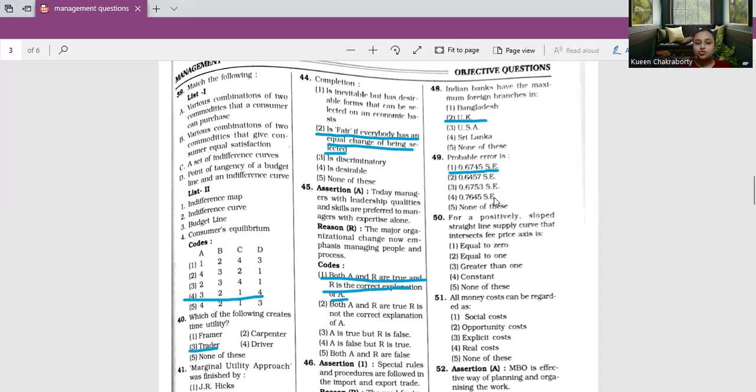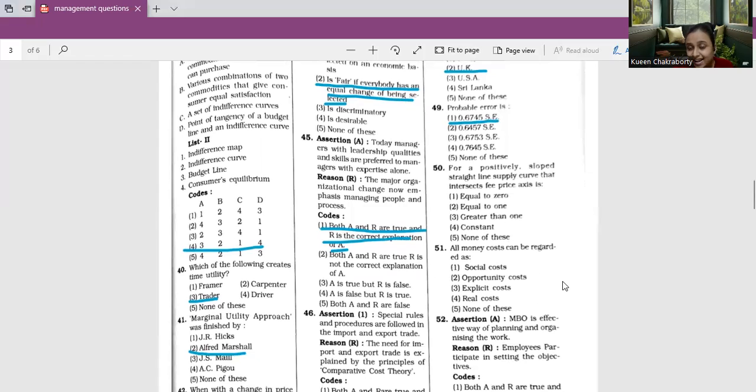Next, moving on to question number 50. For a positively sloped straight line supply curve that intersects the price axis, e is equal to 0, equal to 1, greater than 1, constant, or none of this. Now let's read out the question again. For a positively sloped straight line supply curve, if we all can imagine the supply curve which we had studied in our basics, that intersects the price axis, e is equal to 0, equal to 1, greater than 1, constant, or none of this.